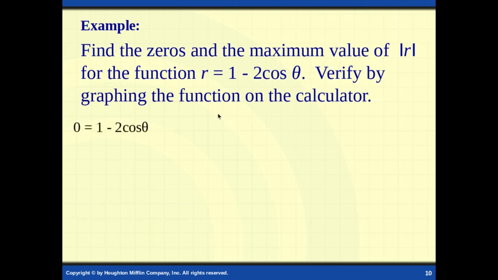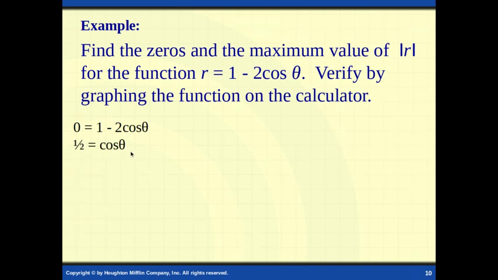If we're trying to find the zeros first, that means we're replacing r with 0. So we set the function equal to 0, and now we're just going to solve this algebraically the same way we did in section 4.5. We subtract 1 and divide by negative 2. That will give us positive 1/2 equals cosine theta.